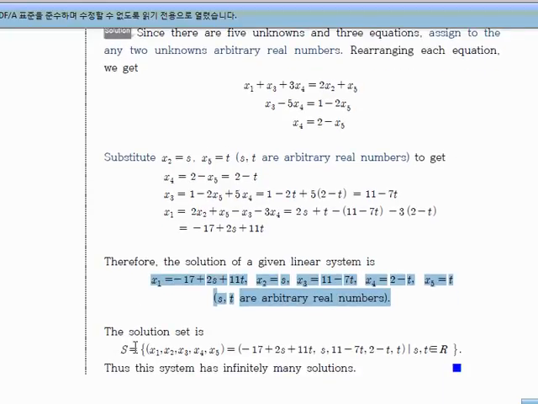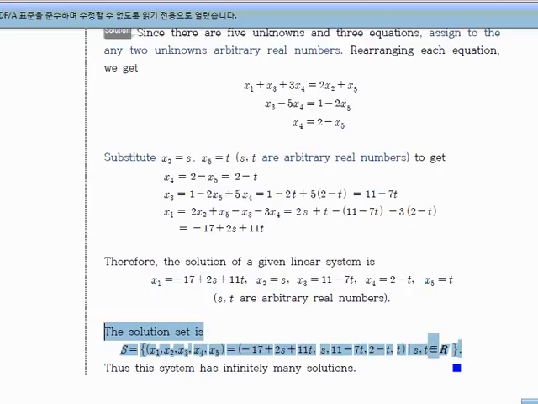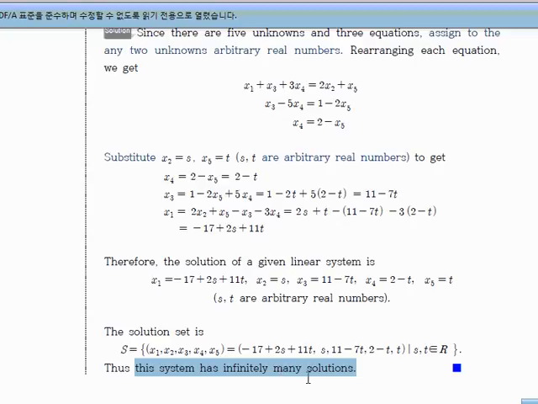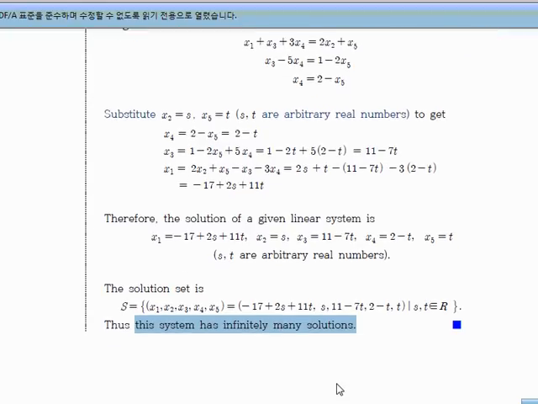So the solution set is all possible vectors of this form with 2 real numbers arbitrarily chosen. So in this case, we can tell this system has infinitely many solutions.